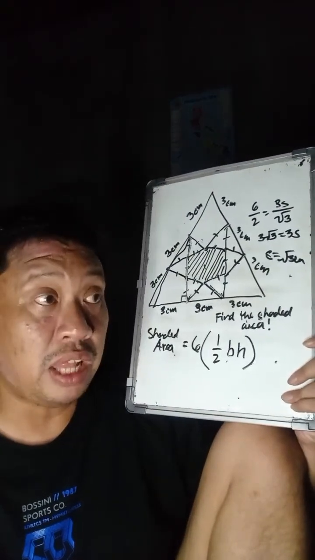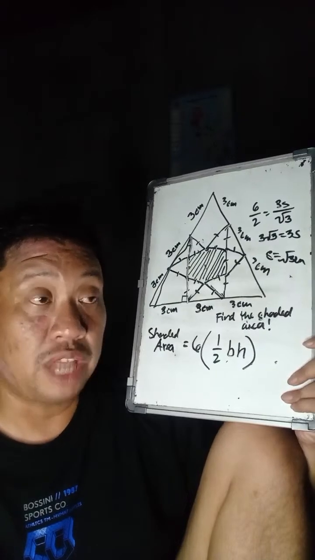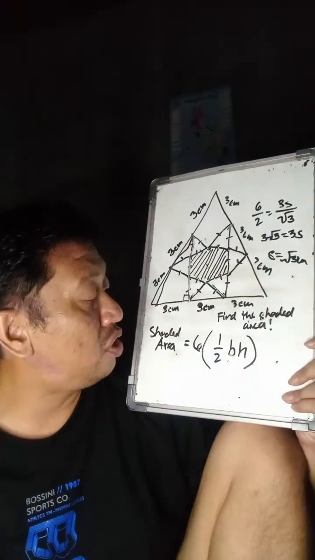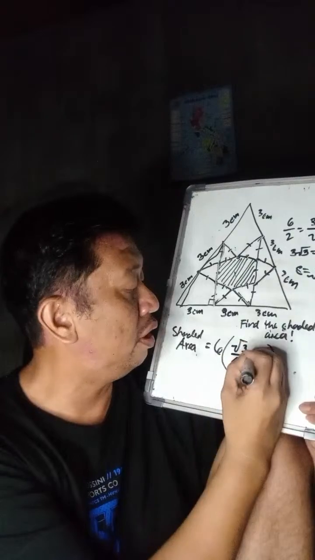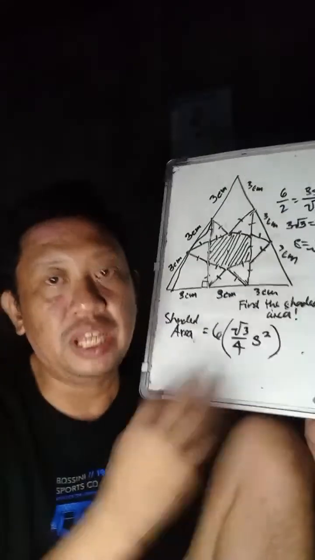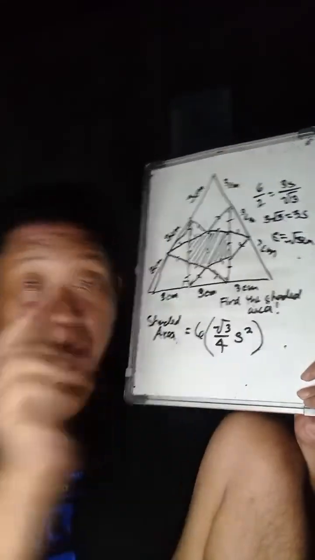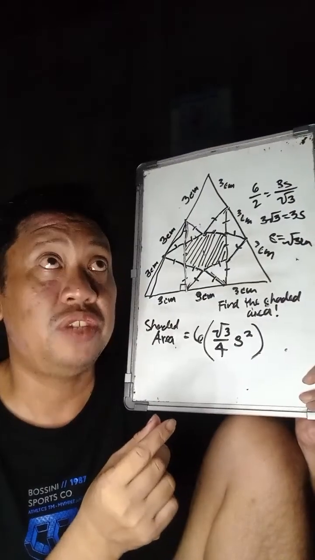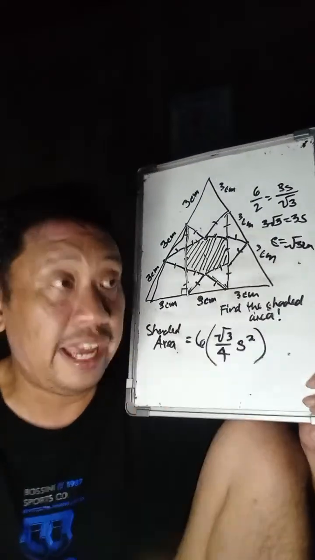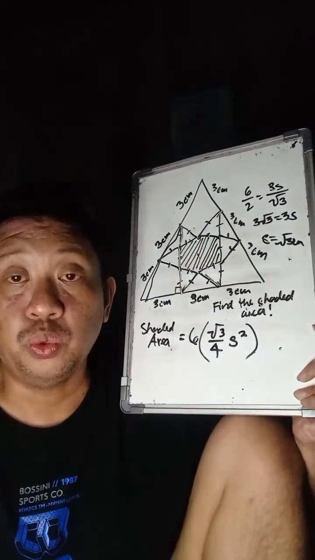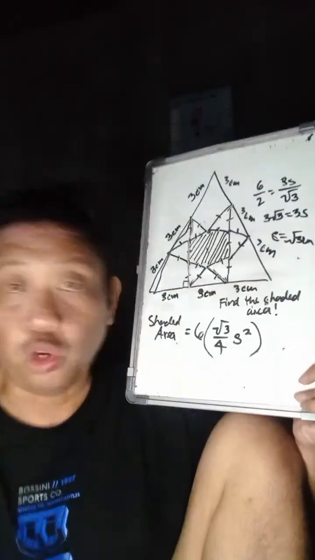Actually, it has a special formula for the area of the equilateral triangle. So instead of 1/2 BH, we can transform this to square root of 3 over 4 s squared. Basically, using 1/2 BH, we have the base, which is the size of the side, which is s, and then for the height, that will be square root of 3 over 2 times s. That's why we obtain this formula.